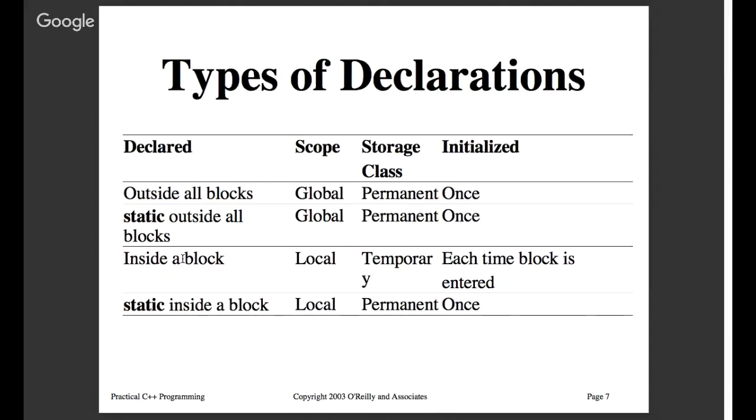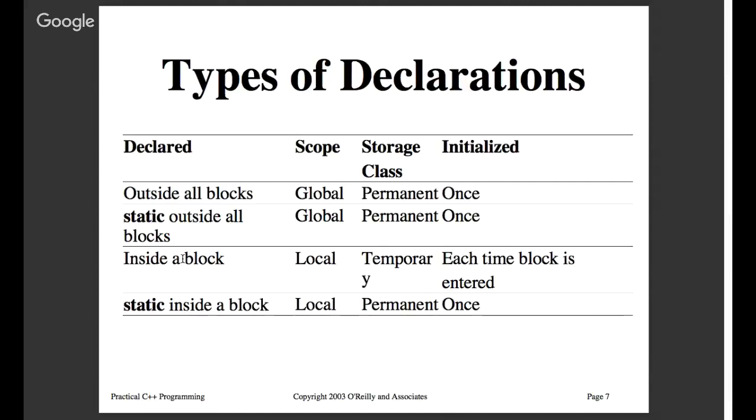Types of declarations. This is a good reference. Declared, scope, storage class, initialized. So declared outside of all scope blocks will be global. Storage class, and this is permanent, initialized once. So even though that static one was visually initialized each time, it was technically only initialized once. It skips it in the compiler when it sees the word static, by the way.